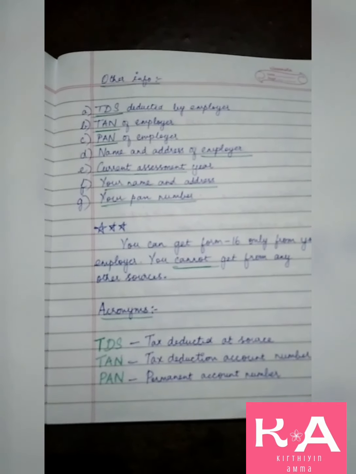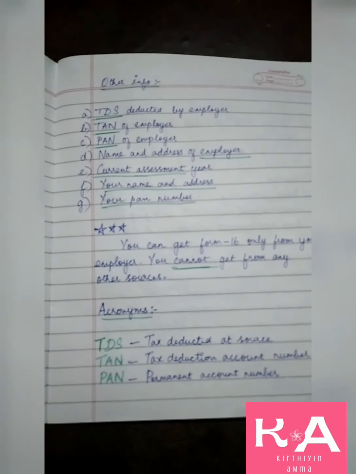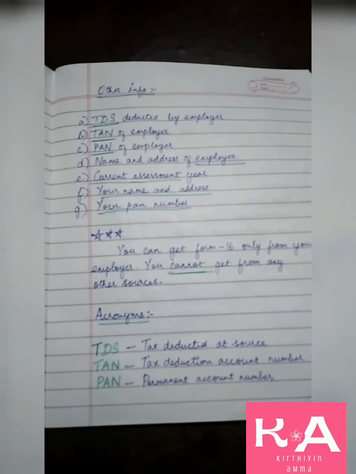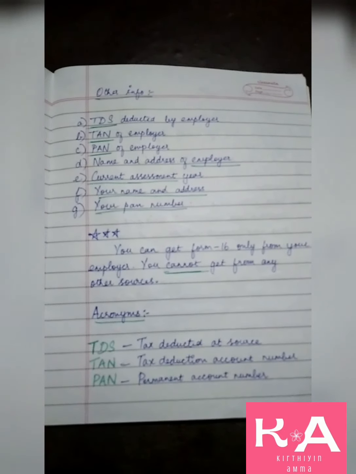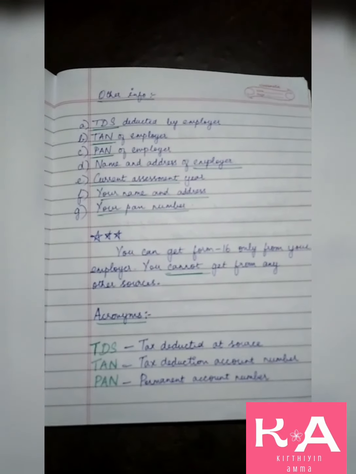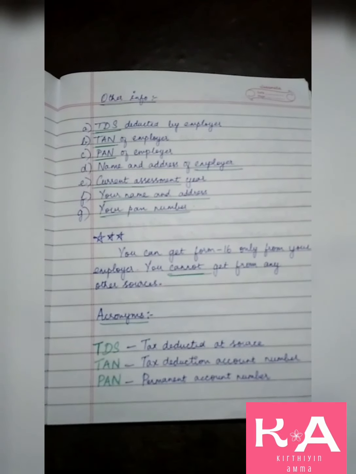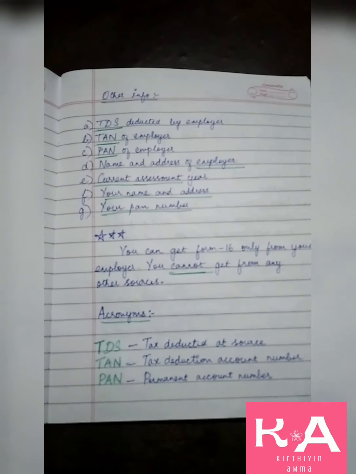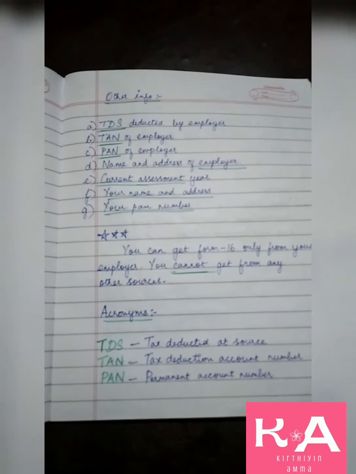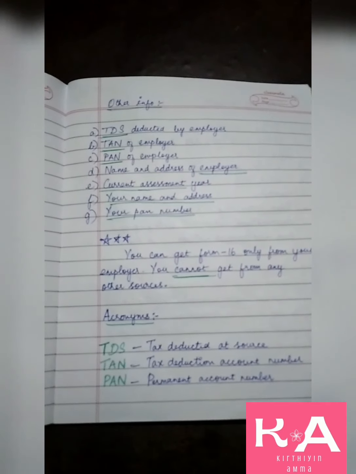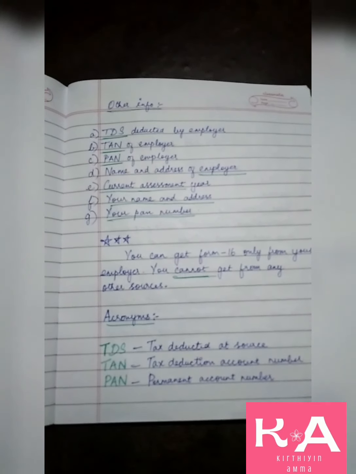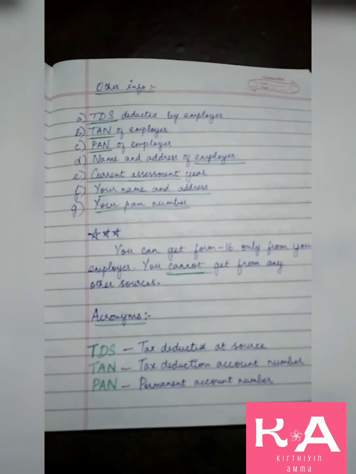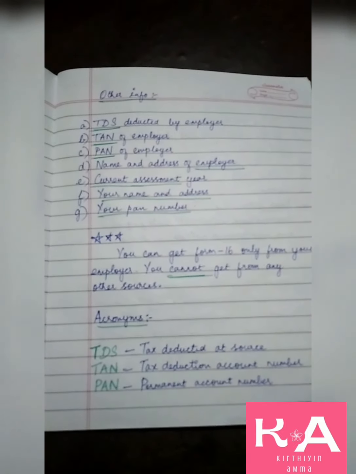TDS deducted by employer. TDS is tax deducted at source. Number 2, TAN of employer. So what is TAN? TAN is tax deduction account number. So employer will have a separate account number, and that number will be used for making the Form 16. That is, you'll have to use it for tax purposes. Number 3, you'll have PAN of employer. PAN is permanent account number.